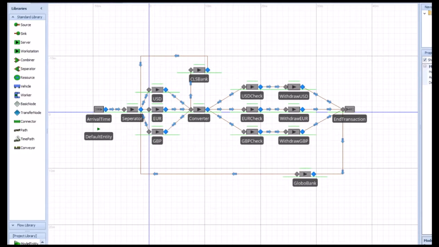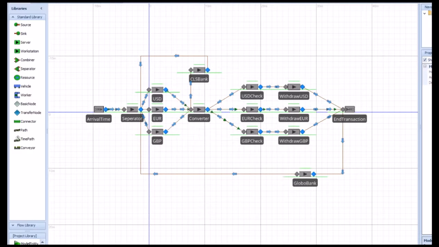So now we're going to be looking at the model itself. It starts with the entities coming out of the arrival time. Each one is being sent out according to the inter-arrival distribution. It then goes into the separator, which determines whether the customer is looking for USD, euros, or British pounds. It then goes into the converter, which is going to be looking at which currency they want to be converting to. Also at this point, it is going to be checked to see if CLS Bank has to give any more money to the bank.